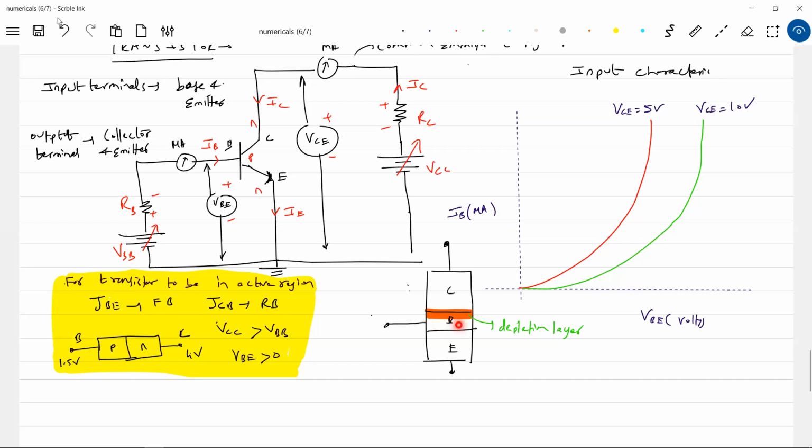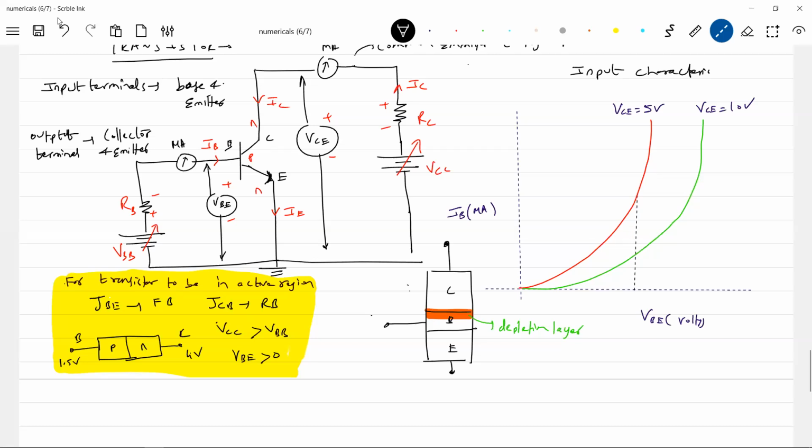Then the effective length of the base will decrease, no? If the effective length of base decreases, then the amount of recombination will decrease, so IB will decrease. So as I increase VCE, what will happen? The IB will decrease here. You better go for a vertical line. For a given value of VB, you make it fixed here. Like this, you take a line. So let me proceed with the line.